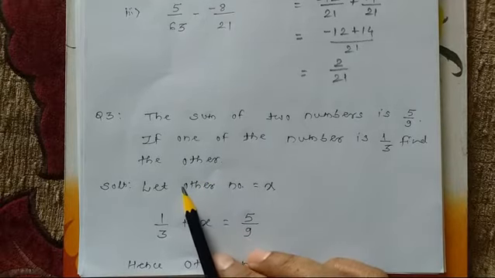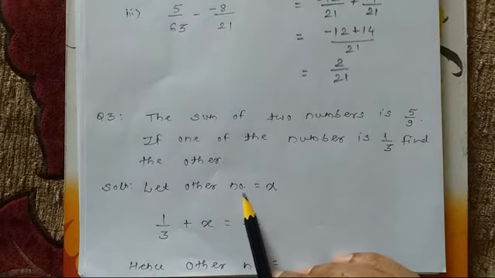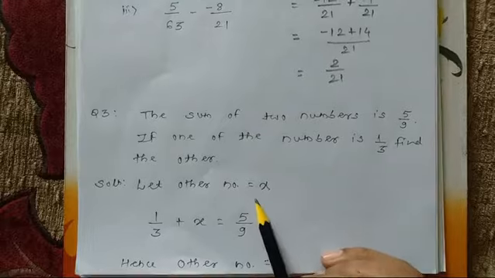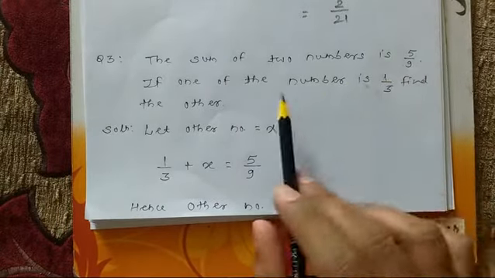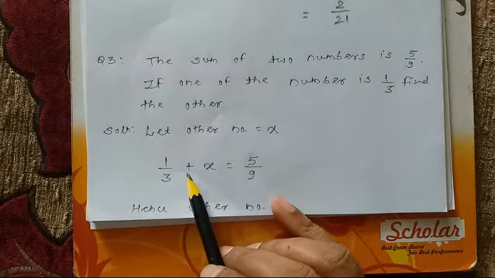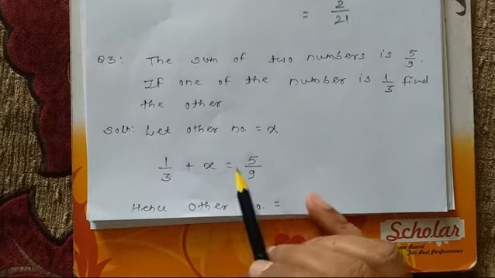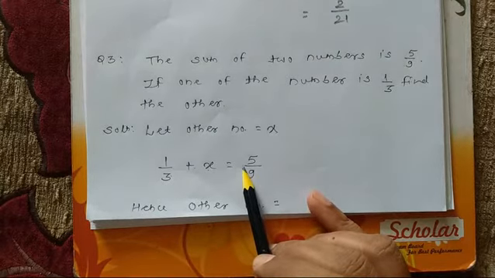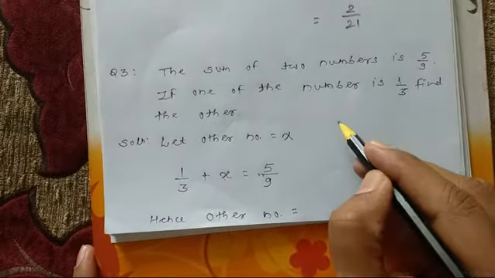So before finding the actual answer, we can assume that the required rational number is x. Since it is given that the sum of two numbers is 5 upon 9 and one of them is 1 upon 3, and we are considering that the required number is x, the next step will be 1 upon 3 plus x, the unknown number, is equal to 5 upon 9. Now we got the equation. Now we have to solve this equation.